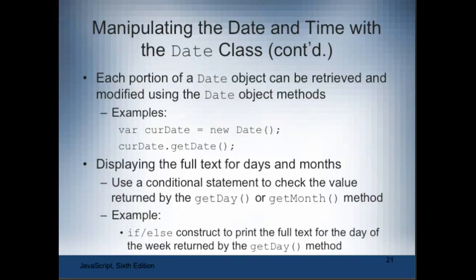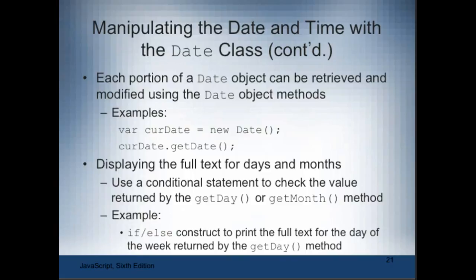Each portion of a Date object, such as the day, month, year, and so on, can be retrieved and modified using the Date object methods. For example, if you create a new Date object using the statement var currDate = new Date(), you can retrieve just the date portion stored in the currDate object by using the statement currDate.getDate().